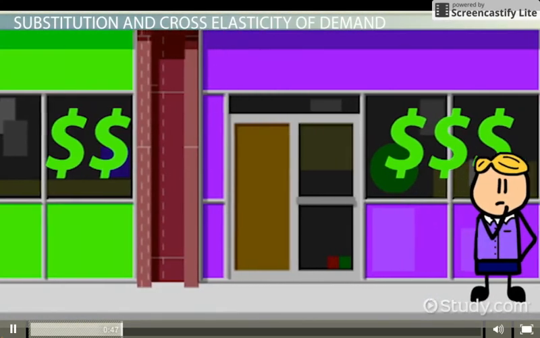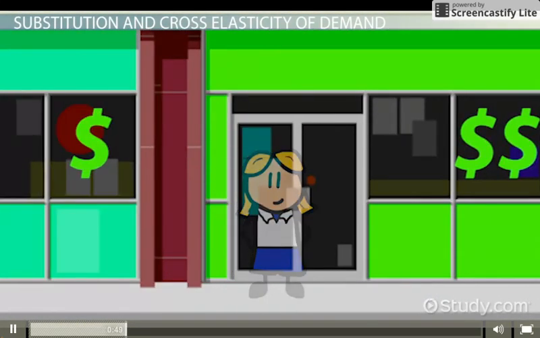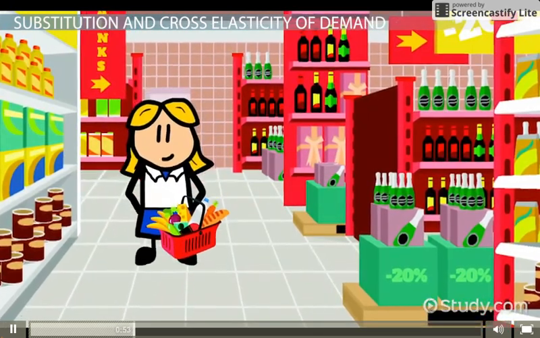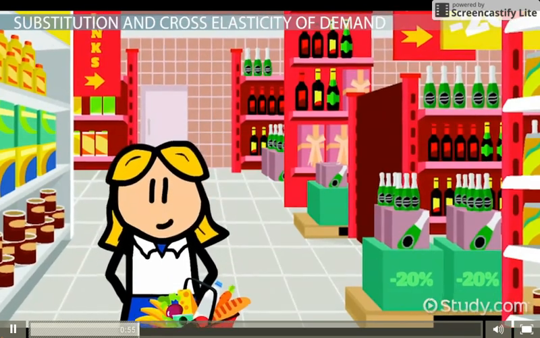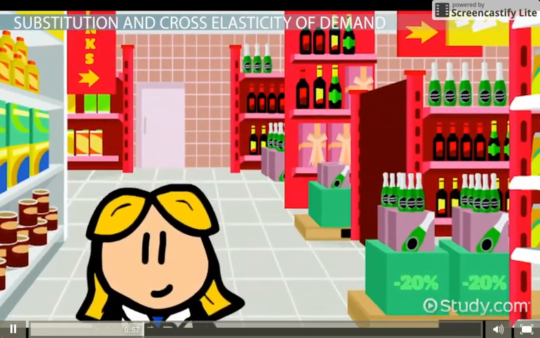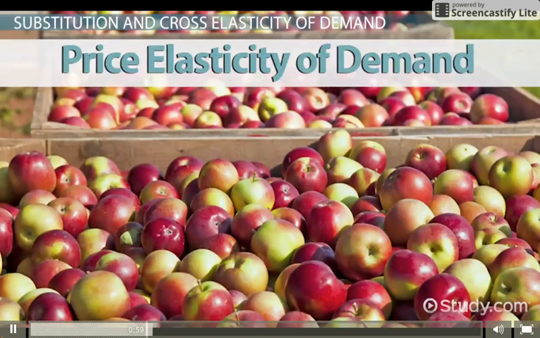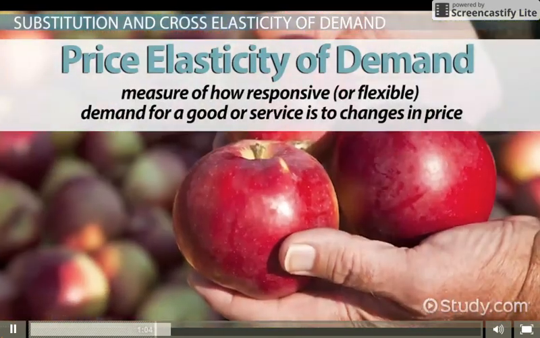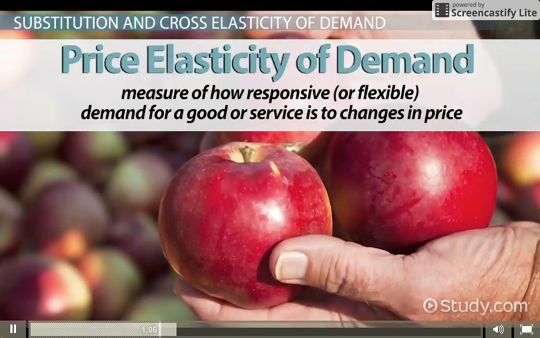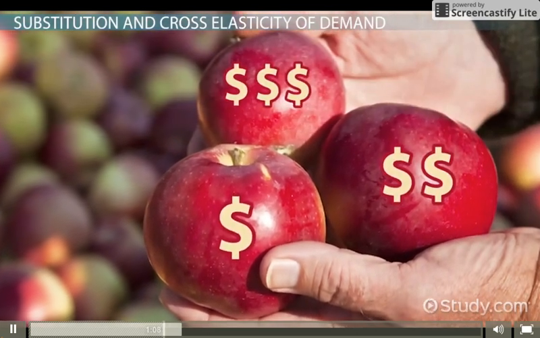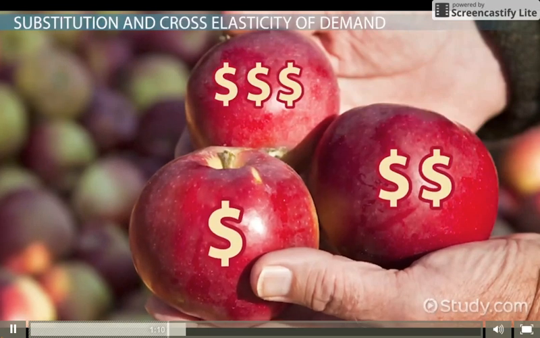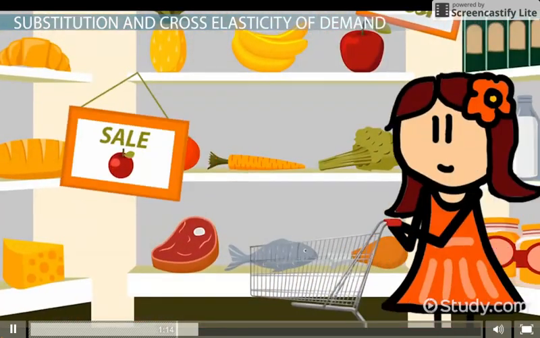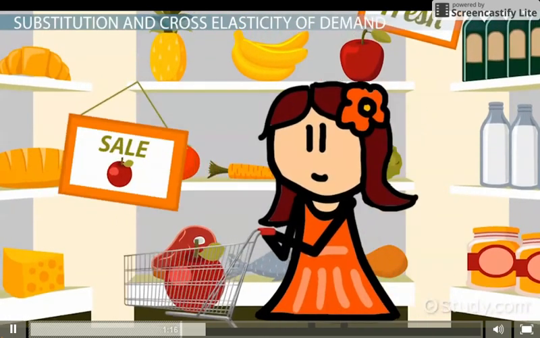Demand for some goods, such as food and water, are not as responsive to price as other goods, such as opera tickets. You can live without seeing Georges Bizet's Carmen, but not so much without food or water. Price elasticity of demand is a measure of how responsive or flexible demand for a good or service is to changes in price. If price doesn't affect demand all that much, then demand is said to be inelastic. On the other hand, if price has a large effect on demand, then demand is elastic.